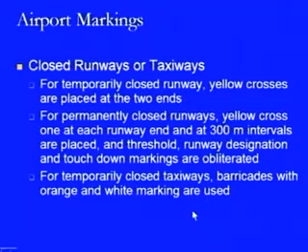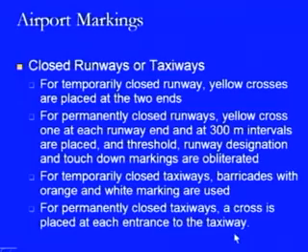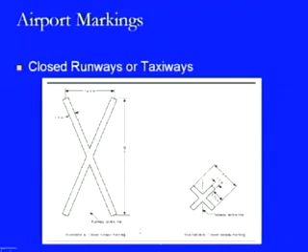For temporarily closed taxiways, barricades with orange and white markings are generally used. In case there is a permanently closed taxiway, then a cross is placed at each entrance to the taxiway. This is the way generally we do this closed runway or taxiway marking.